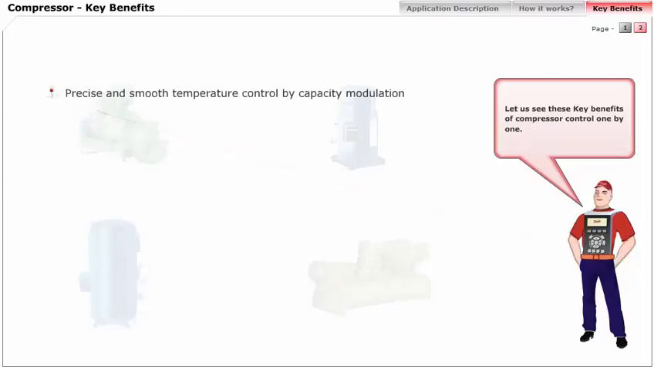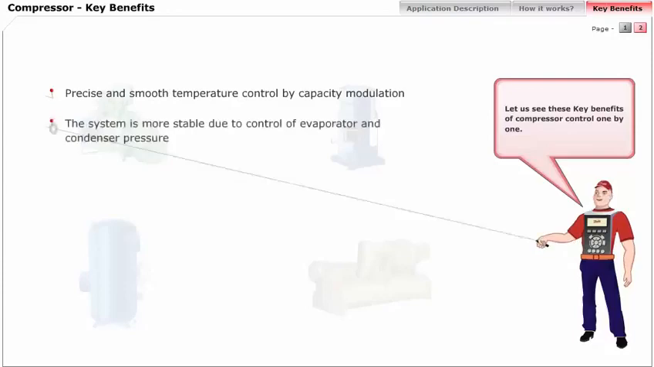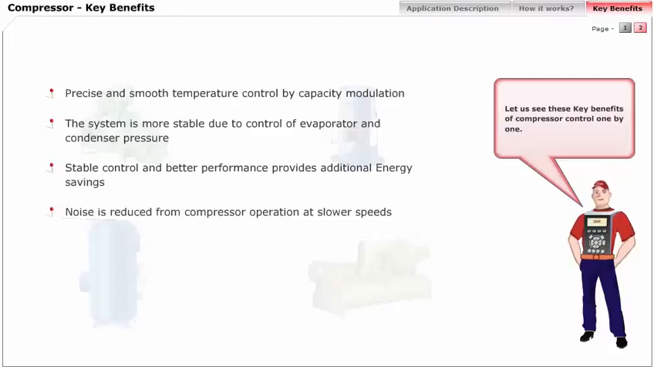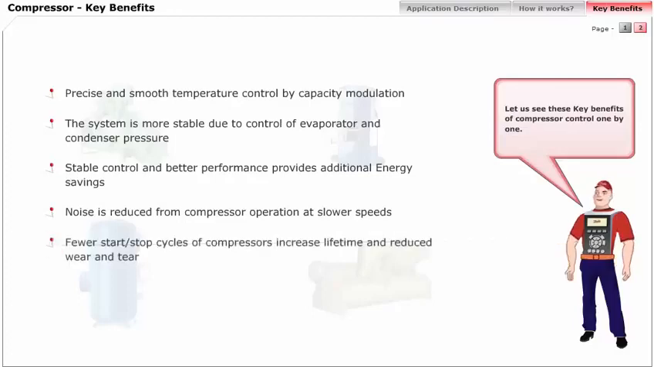Precise and smooth temperature control by capacity modulation. The system is more stable due to control of evaporator and condenser pressure. Stable control and better performance provides additional energy savings. Noise is reduced from compressor operation at slower speeds. Fewer start or stop cycles of compressors increase lifetime and reduce wear and tear. No inrush currents at startup. Soft start.